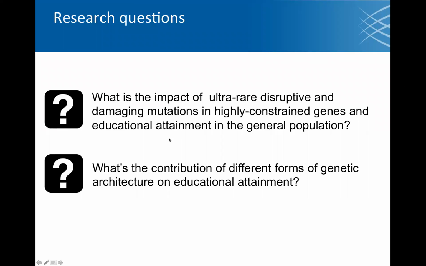And the second question is, what's the contribution of different forms of genetic architecture to educational attainment? There have been several studies looking at common variants and at copy number variation, CNVs. So what we want to do is put in the same picture ultra-rare variants, common variants, and copy number variation, and see how these different genetic architectures contribute to educational attainment.